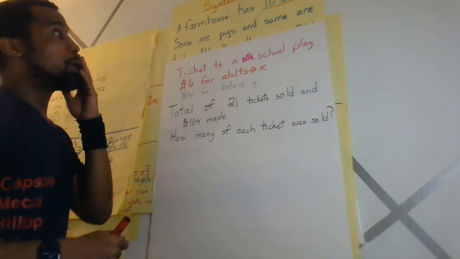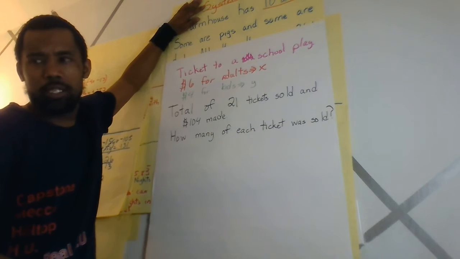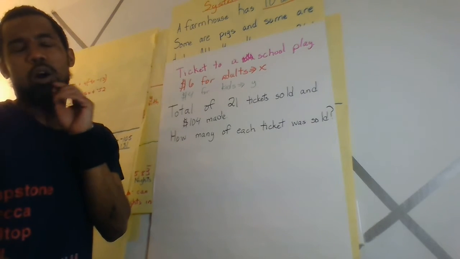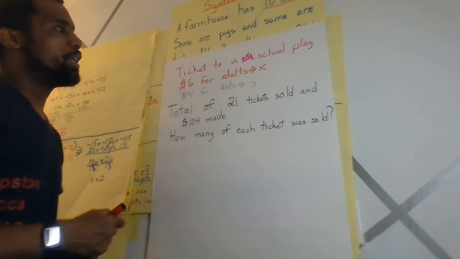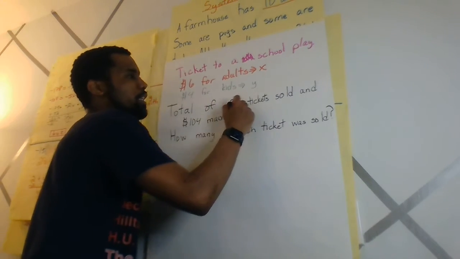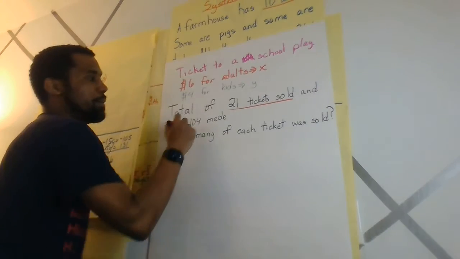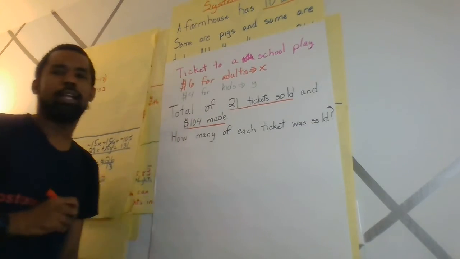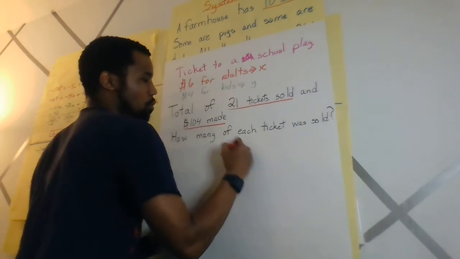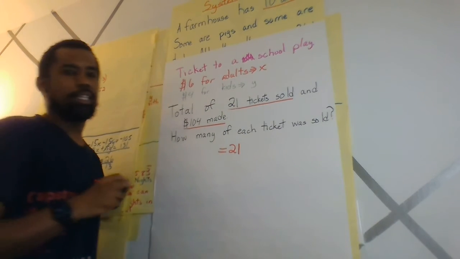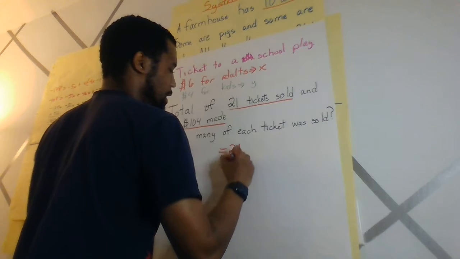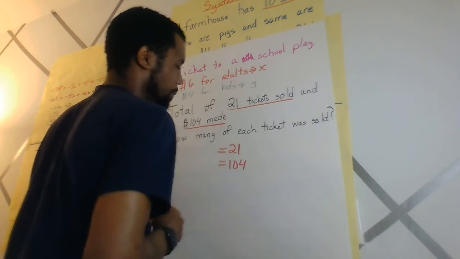All right. So because we're doing systems of equations, in our mind, this should let us know automatically I'm going to need two equations, right? So we know we need equations for the amount of tickets sold and the amount of money made, all right? So one of our equations has to be equal to 21, okay? And the other one has to be equal to 104.